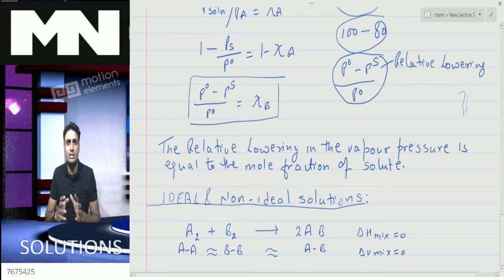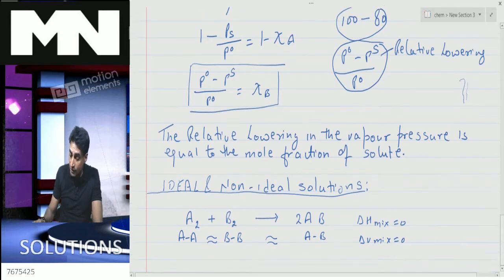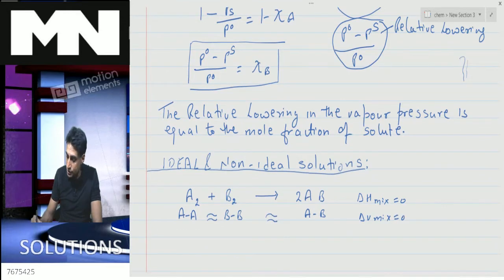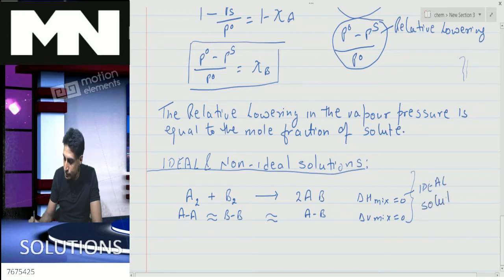But for an ideal solution, neither is the attraction stronger nor weaker. That's why there is neither an increase nor a decrease in the volume. Likewise, the process is neither exothermic nor endothermic. So as far as the sign of delta H is concerned, it is neither negative nor positive. This is an ideal solution.